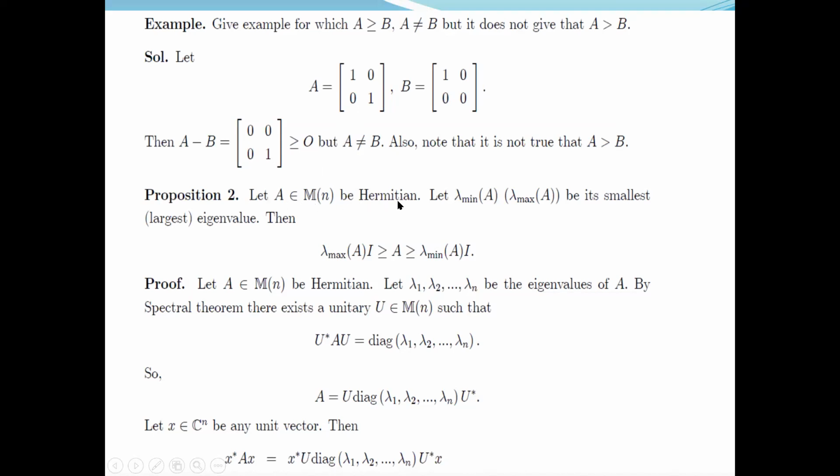Let A belonging to Mn be Hermitian, and let lambda minimum and lambda maximum be its smallest and largest eigenvalue. Then lambda maximum times I is greater than or equal to A, and this is greater than or equal to lambda minimum times I. That is, in a Hermitian matrix, A is less than or equal to lambda maximum times the identity matrix.